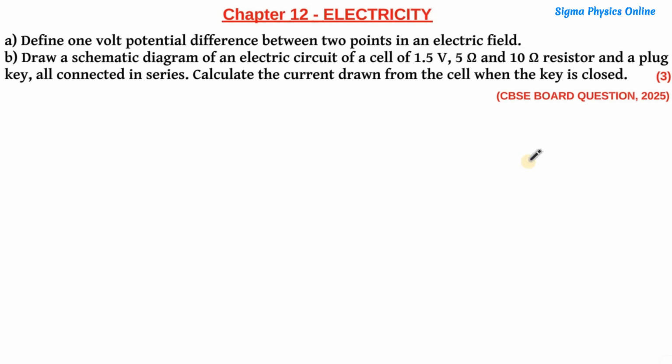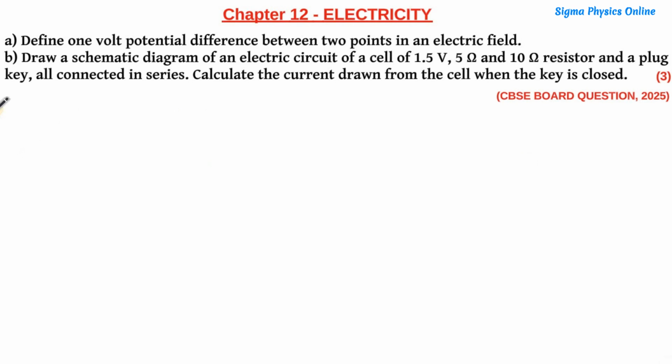The question is, define 1 volt potential difference between 2 points in an electric field. Second, draw a schematic diagram of an electric circuit of a cell of 1.5 volt, 5 ohm and 10 ohm resistor and a plug key all connected in series. Calculate the current drawn from the cell when the key is closed.